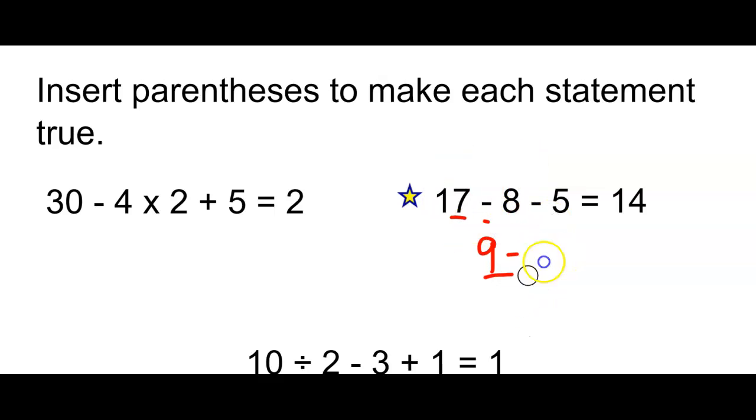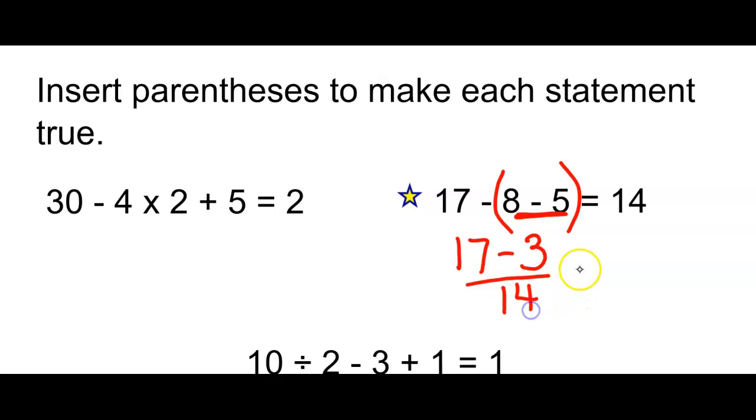So let me try it around the other operation and see what happens. Now I'm going to put it around 8 minus 5. That means I'm going to do this part first. So I'm going to copy down 17 minus, and then 8 minus 5 is 3. If I do 17 minus 3, do I get 14? Yes, I do. So the correct answer here is putting the parentheses around 8 minus 5.